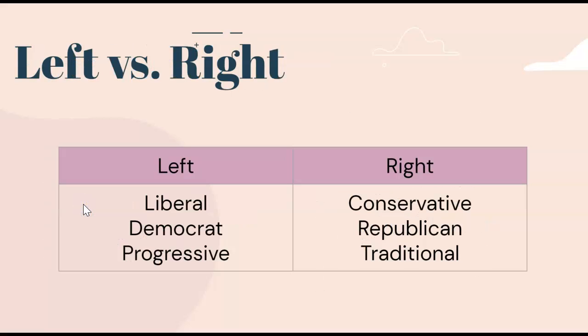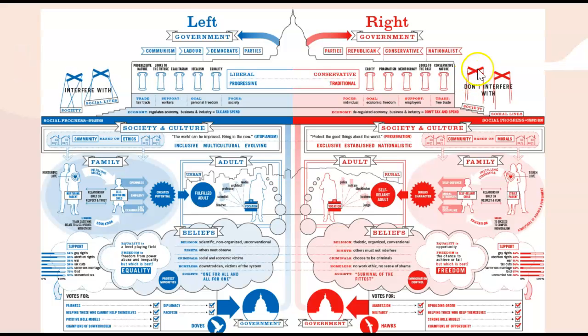So first, let's talk about the difference between left and right. When we say left, we mean liberal, Democrat, or progressive. When we say right, we mean conservative, Republican, or traditional. Here's an infographic that breaks down the difference between left and right in more detail. You can pause the video to look at it in more depth. This is also included in the various documents that are in the Unit 4 Resources section of Google Classroom.